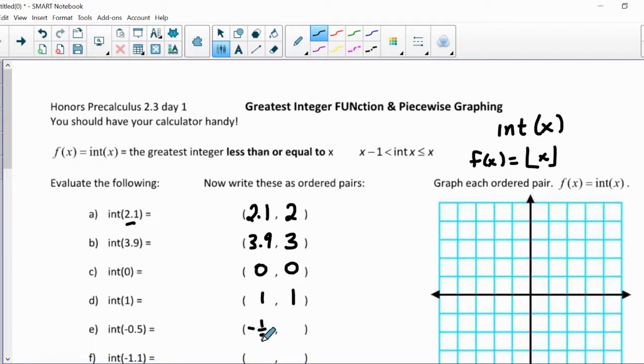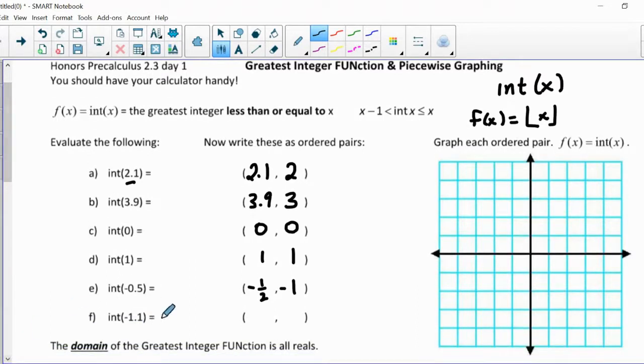Negative 1/2, this is where it starts to get tricky. Negative 1/2 does not go up to 0, it goes down to negative 1. So when we see a problem like f of negative 1.1, or negative 11/10, we see the negative 1 and we may think that we just want to write negative 1, but we have to always go down to the greatest integer less than or equal to. So that's going to be negative 2.